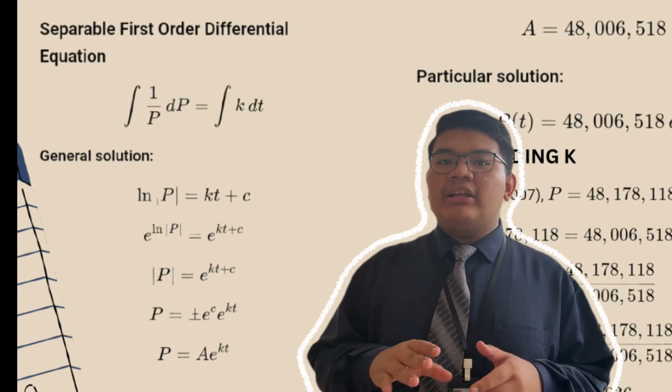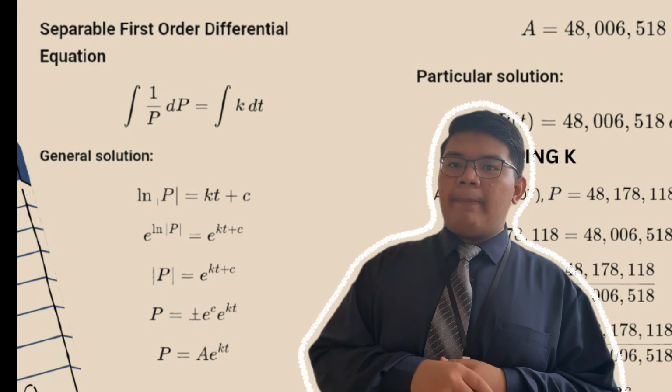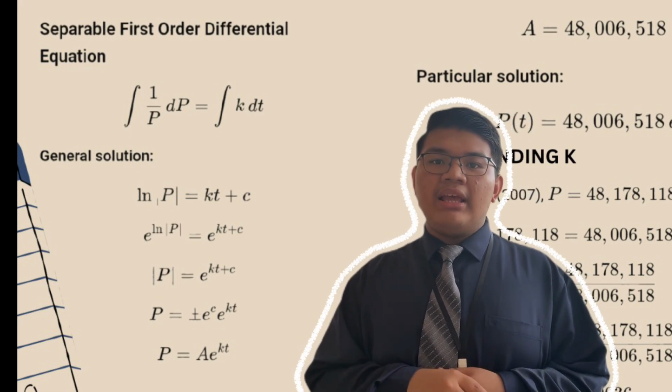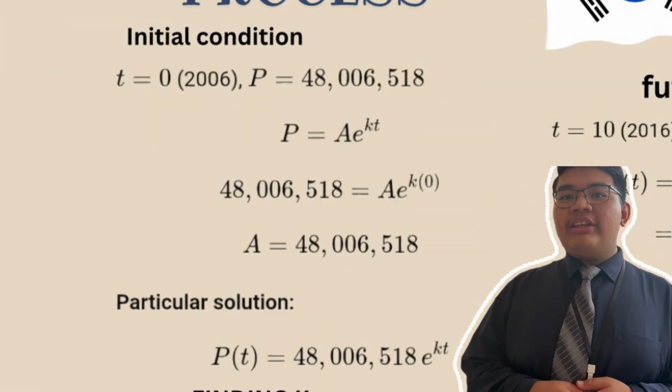After applying the natural log and exponentiation, we arrive at our growth model: P = A e^(kt). Move to the next part, where we set the initial condition.